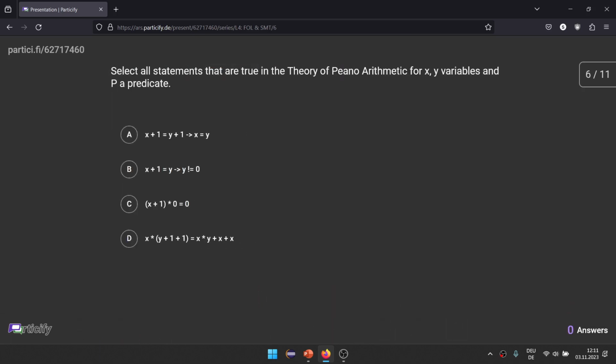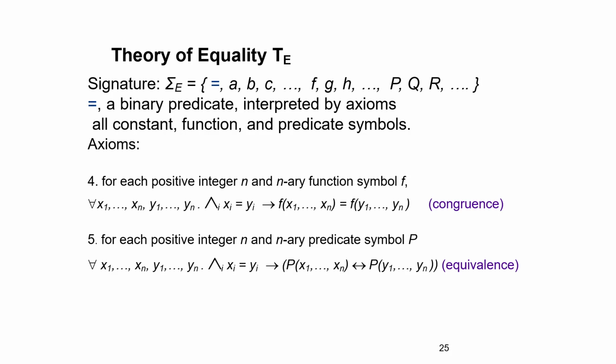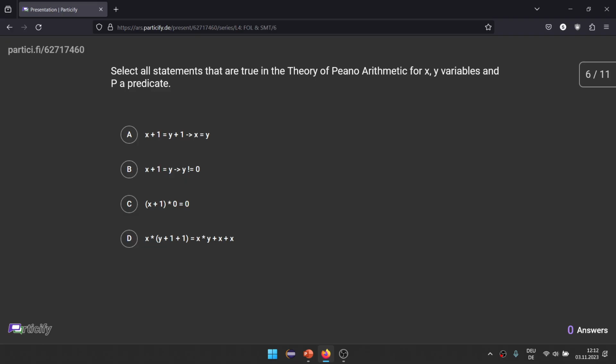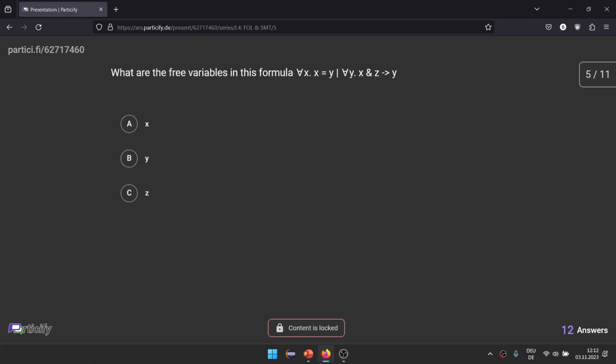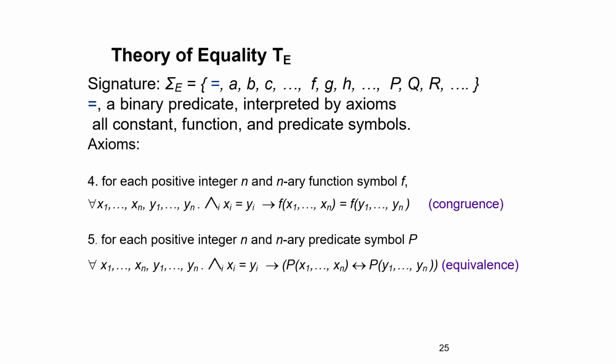So all these rules, they're not really anything. Sorry, that's Peano arithmetic. How come? I think the example is missing. Let's skip this for now. Actually, I'm missing the example. There are no equality examples here. So yeah, that was the theory of equality.